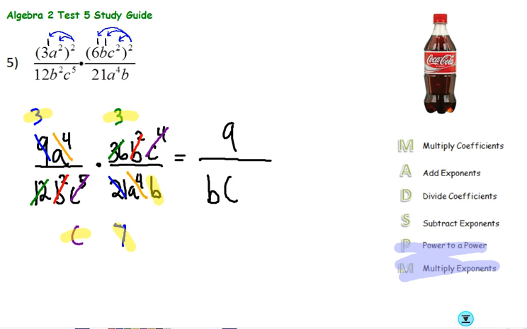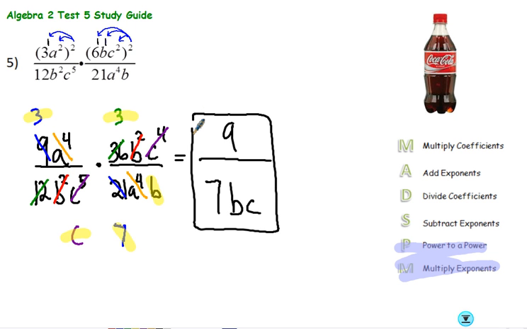What I almost wrote there, you almost saw me write. Not that that's wrong, but the formal way that we write it is that we always write the numbers first, the coefficient. So we'd write 7 first, and then whatever letters are there, in alphabetical order. So we'd say 7BC. But if you wrote it in a different order, that wouldn't be wrong. That's just most likely how you would see it. All right, pause now. Try number 5 in the middle.